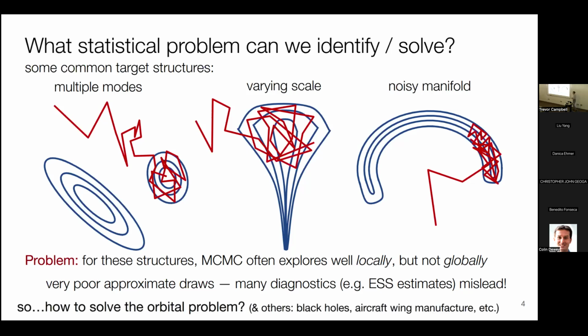So the question then is, well, the orbital problem that we solved had all these nasty structures, and I've just told you that MCMC struggles with these structures. So how did we solve this interesting scientific problem? I'll also mention later in the talk a little vignette on manufacturing aircraft wings, curing carbon fiber parts, because I've also been involved with some engineers in a collaboration where we've also used this tool set.